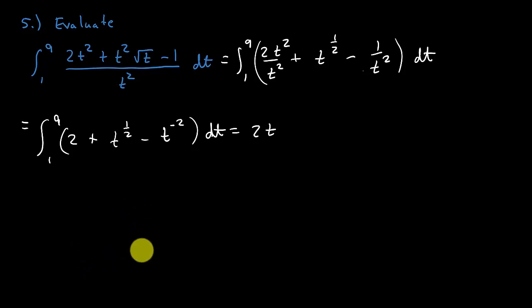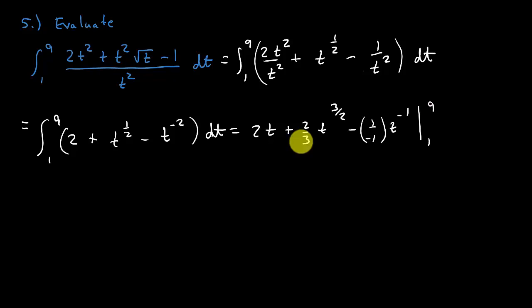All right, and then we integrate the next term, so that's plus, and that's going to be t. We add 1, that's going to be 3/2, multiplied by the reciprocal of the new exponent. So that's going to be 2/3. And then we've got minus, add 1 to the exponent, so that's going to be t to the -1. And then multiply by the reciprocal, so that's going to be 1 over -1. And then that's going to go from 1 to 9.